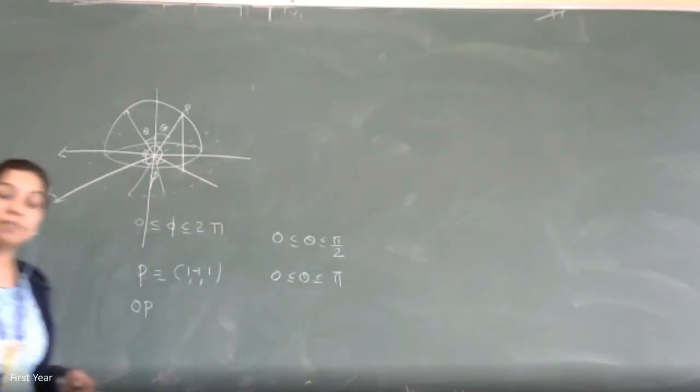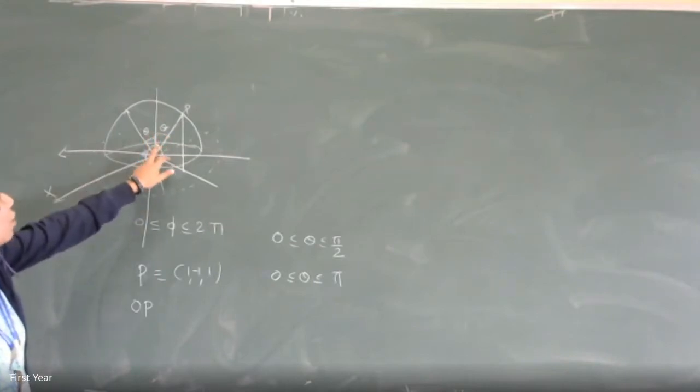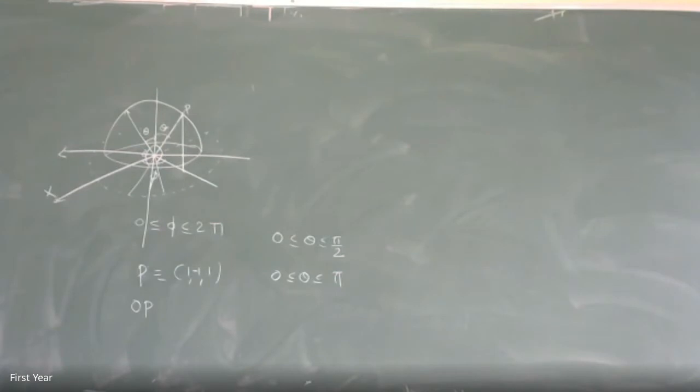Are you getting it? The polar coordinates only are defined in such a way that r, theta and phi, where theta is the angle made by OP with the positive z-axis with minimum rotation. So whether going clockwise or anti-clockwise, you get the answer. Is it okay? So this is the hemisphere.